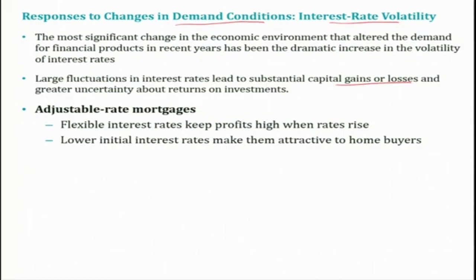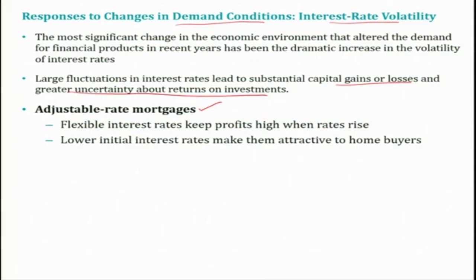In one of the previous sessions we discussed interest rate risk management. At that time, using gap analysis, we saw how the net worth of the bank will increase or decrease due to fluctuations in interest rates. This created greater uncertainty about the returns on investments. So in order to overcome this, financial institutions found that lending is more attractive if interest rate risk is lower. To address this issue, they started offering adjustable rate mortgages.